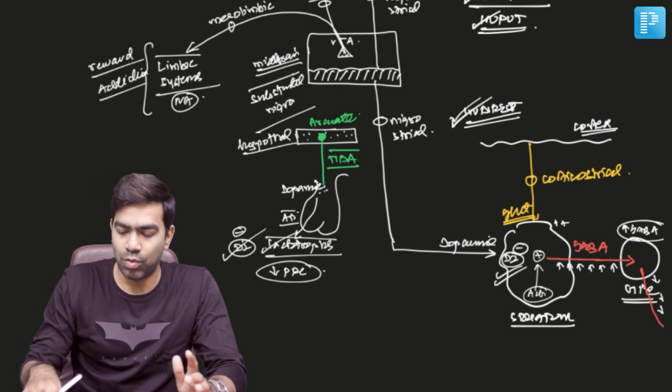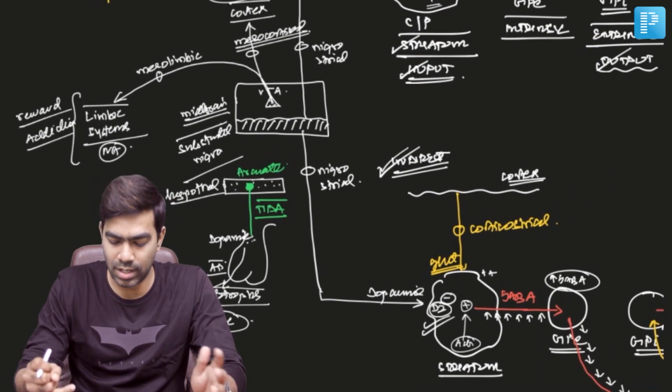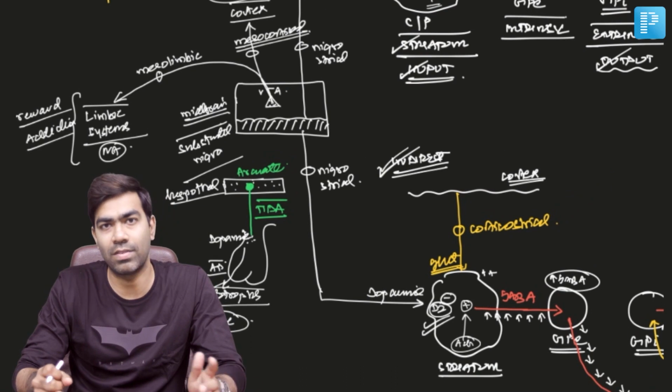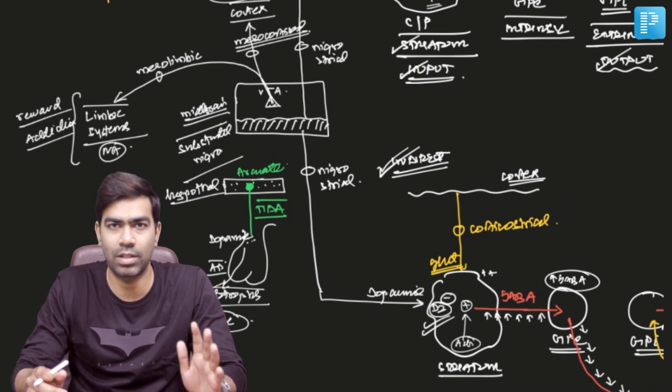And so we have four different important dopamine pathways that exist in the brain. One is the nigrostriatal pathway, second is the mesolimbic pathway, third is the mesocortical pathway, and fourth is going to be the tuberoinfundibular pathway, the TIDA pathway.